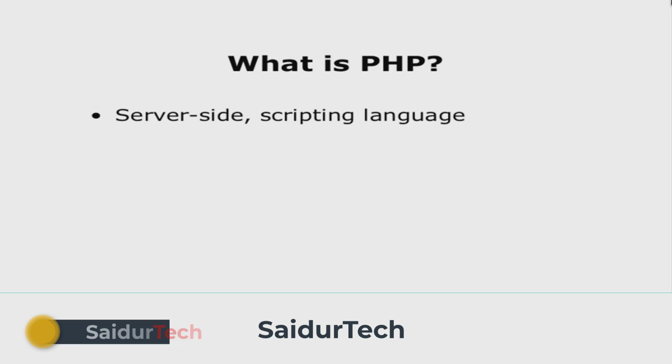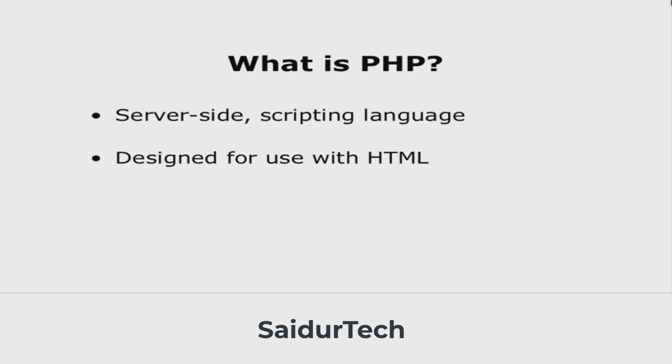And because PHP runs on a server, that means it generally can't run on its own, and we're going to need a web server in order to run it. But it will run as is, which means that it doesn't need to be compiled like other programming languages, let's say C or Java programs. So we'll be able to just write our PHP, put it on our web server, and we'll be good to go. PHP is designed for use with HTML.